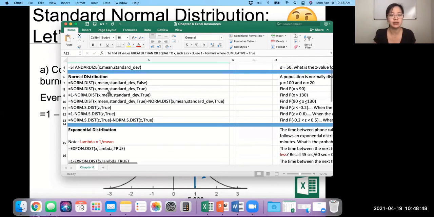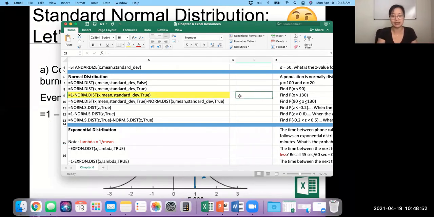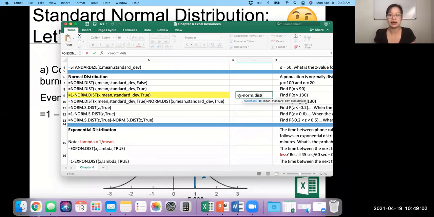So we're going to be using this formula right here, as we saw on the last screen, and we'll go ahead and type things in. I'll type in equals 1 minus norm.dist, and you can type it or you can click on it. We'll enter the x, which was the 5,000, comma, the mean of 4,500, comma, the standard deviation of 500, comma, and true, close parentheses. So give it a shot.